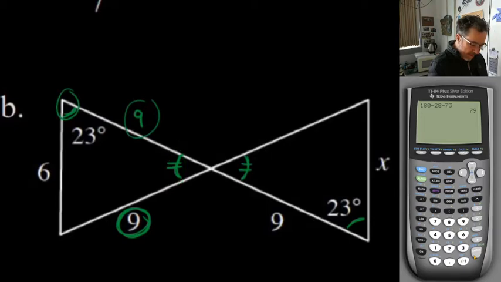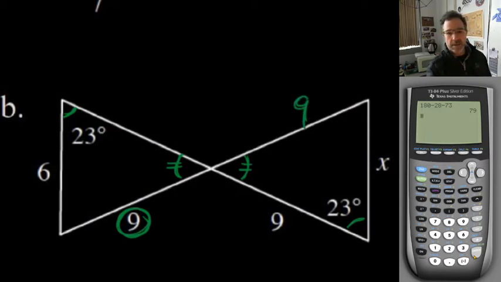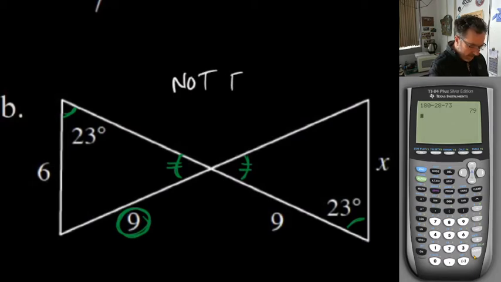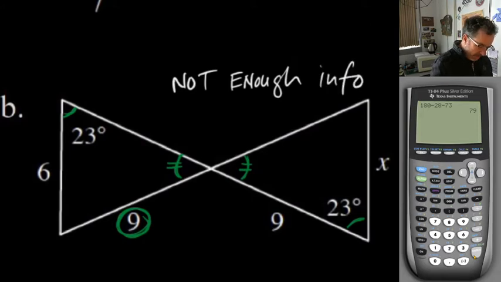Well, if I knew that the other one was 9 instead, then I could say they were congruent by angle, angle, side. But I do not have that. I don't have either one of those. So I would have to say not enough info. And I'll move on to C.